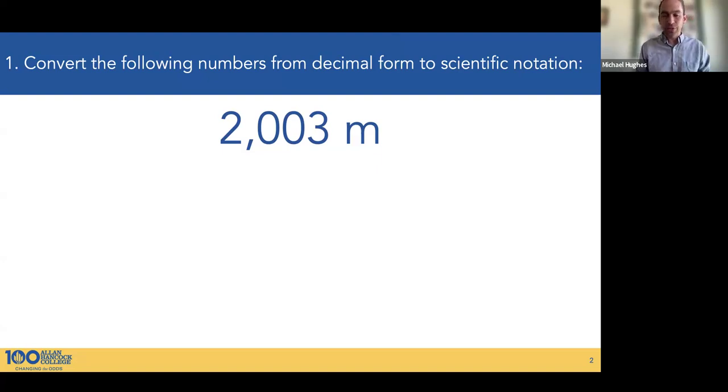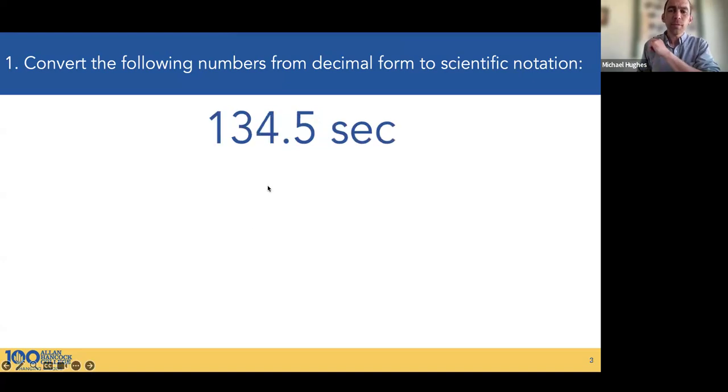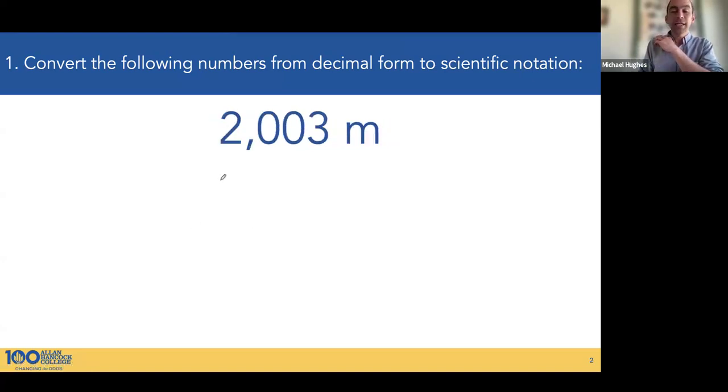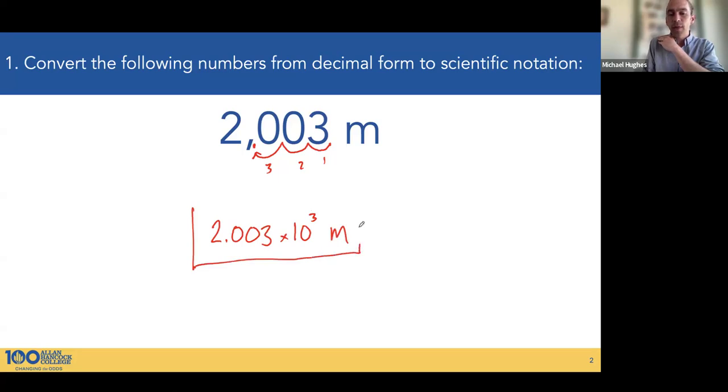So here we have 2003 meters. The question is, what is that in scientific notation? So the number between 1 and 10 would be 2.003. And we would move the decimal point 3 times in the positive direction. So we would have 2.003 times 10 to the third meters. And make sure that we keep that unit.